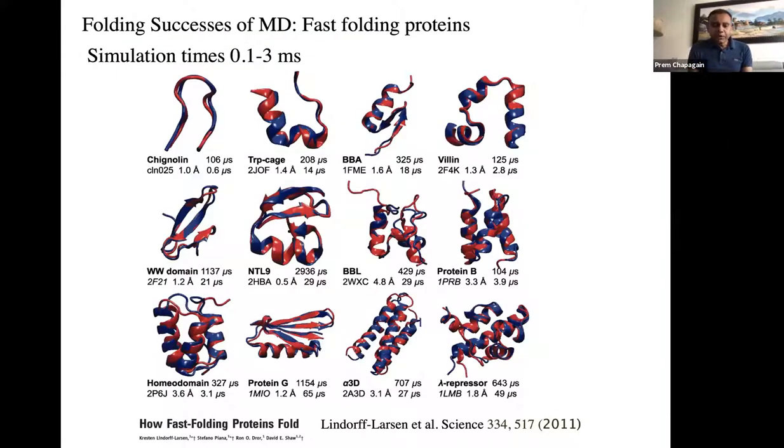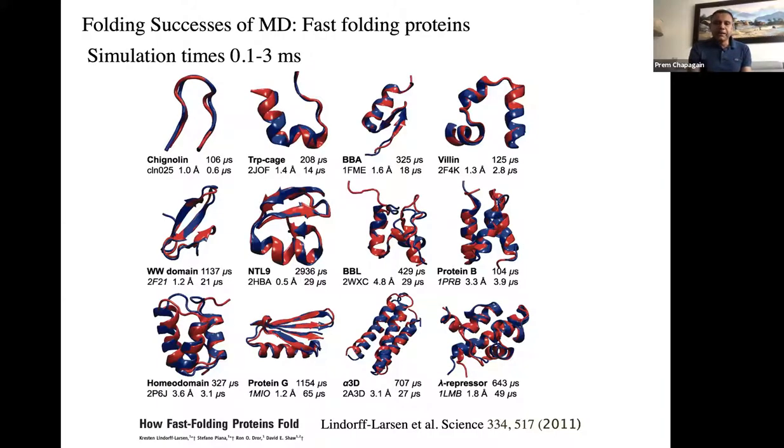So by 2011, a lot of simulations already came out. Here, the red is the experimental. The blue is computational, which is molecular dynamics. And they did simulations of 12 proteins for really long timescales, like 325 microseconds up to about 3 milliseconds. And many of them actually folded quite fast, like less than a microsecond, 14 microseconds, and so on. So if you can simulate for several tens of microseconds, you can get the folding of the protein.